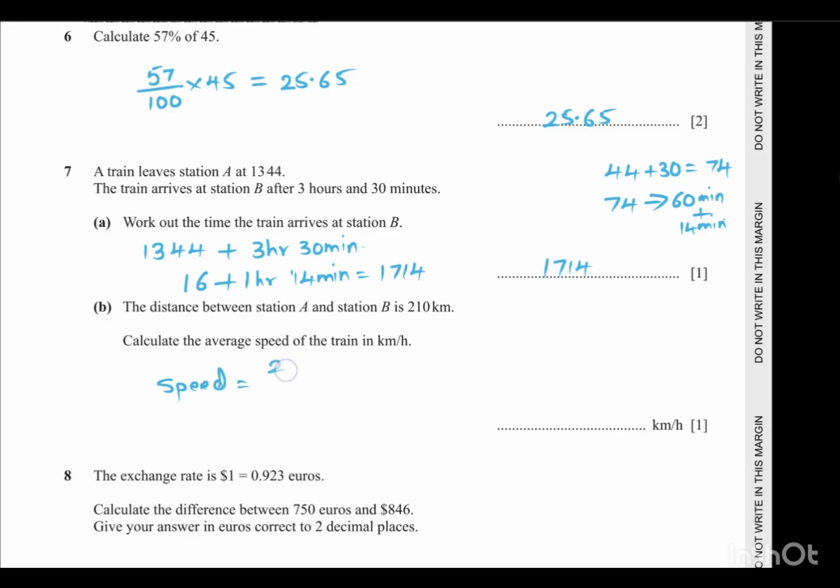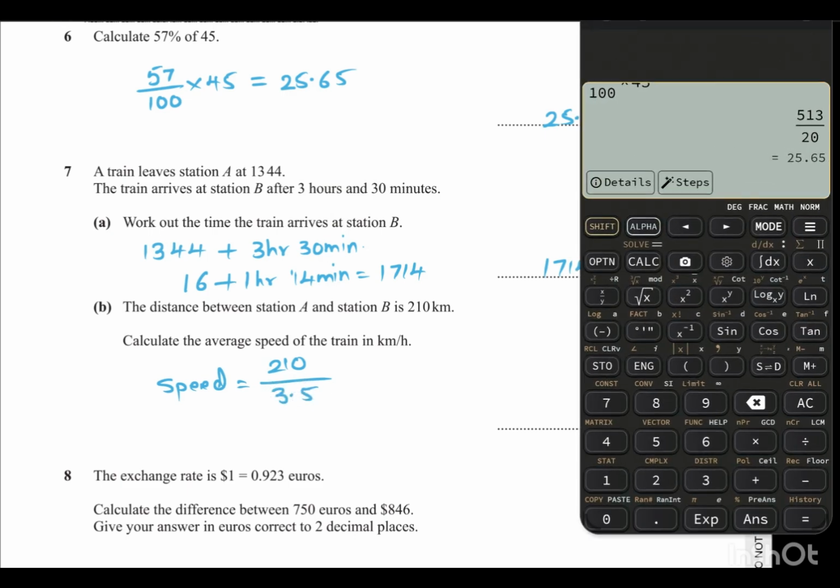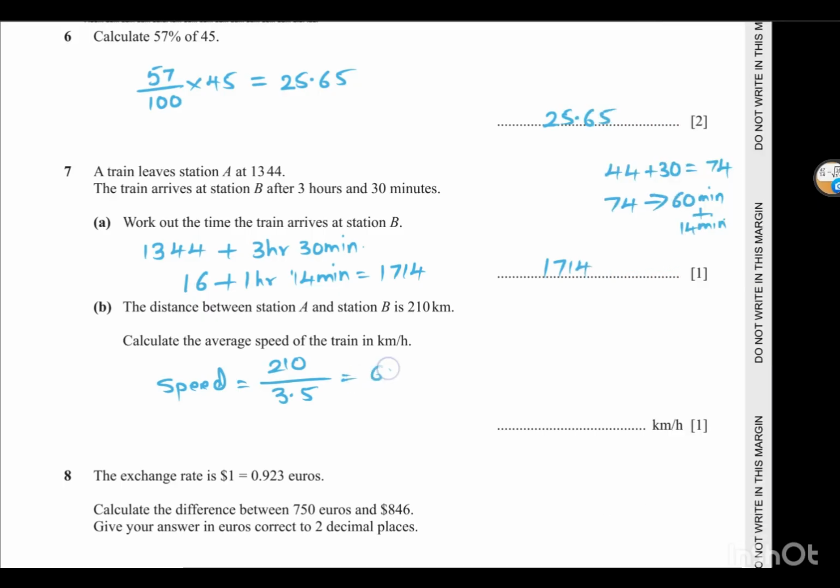Speed is equal to distance by time. So distance given here is 210 kilometers, and time taken, we have already seen, is 3 hours 30 minutes. If I write that completely in hours, I will write it as 3.5. So 210 divided by 3.5, if I do, I get 60 kilometers per hour. This is the speed of the train. Question number 7 is done.